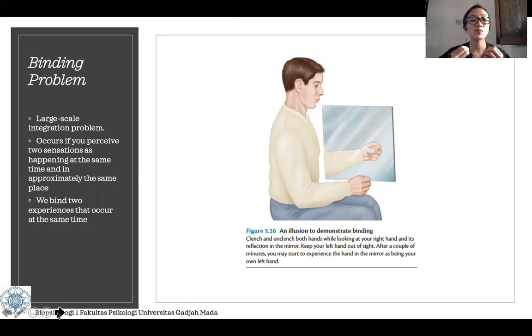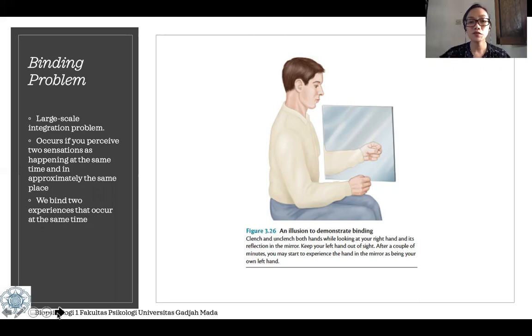All right, so although researchers cannot fully explain binding, they know what is necessary for it to occur. It occurs if you perceive two sensations as happening at the same time and in approximately the same place as well. For example, you can position yourself parallel to a large mirror in front of you, as you can see in this figure, so that you can see your right hand and its reflection in the mirror. All right, so keep your left hand out of sight, and now repeatedly clench and unclench both hands in unison. Wiggle your fingers, right? Touch your thumb to each finger and so forth. In each case, you are doing the same thing with both hands at the same time, right?